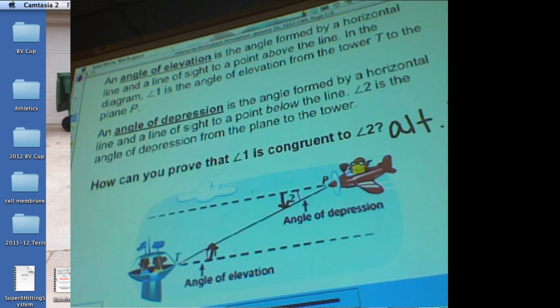So anytime you are given an angle of depression, you could turn this triangle around to here, and this angle is now this angle. Let's take a look.